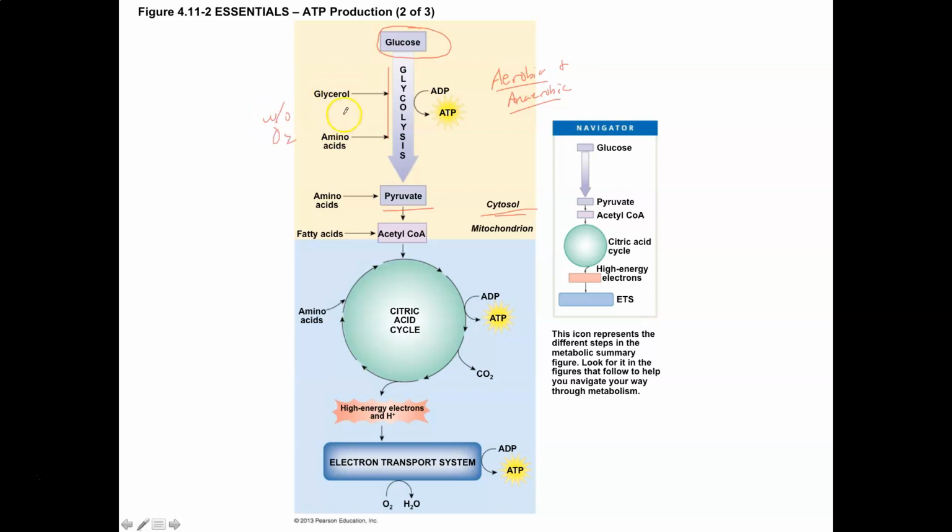This part right here does not require oxygen. But if you're going to continue through the Krebs cycle and the electron transport system, you need oxygen. Okay? That is, by definition, what aerobic metabolism is. But glycolysis itself does not require oxygen, and so it's common for aerobic and anaerobic. There are enzymes involved throughout the process of glycolysis. And so as you convert one molecule to the next molecule, there are enzymes involved in the process.